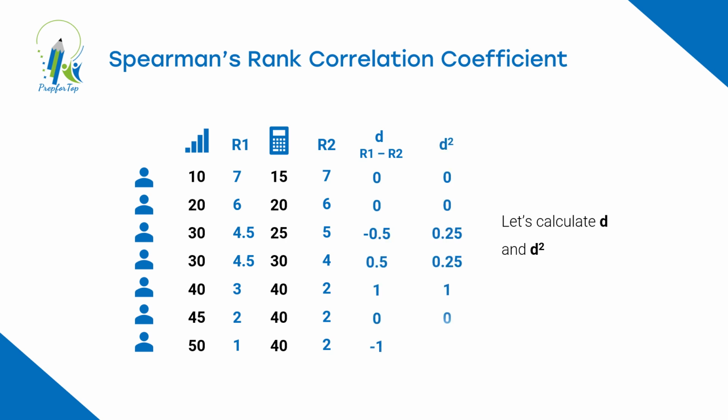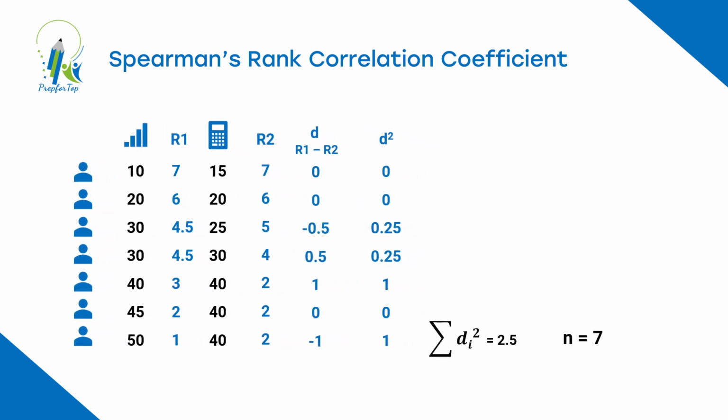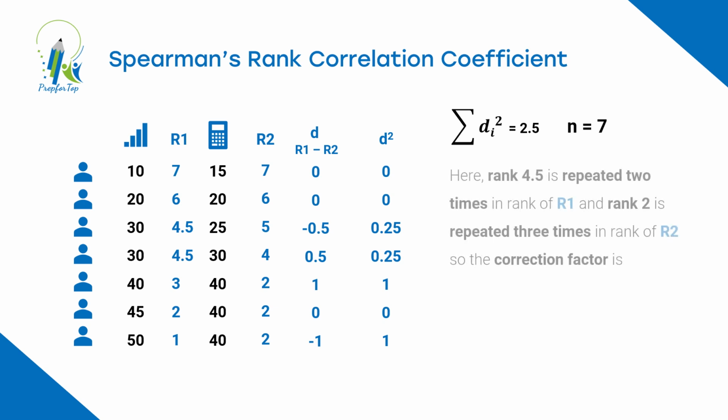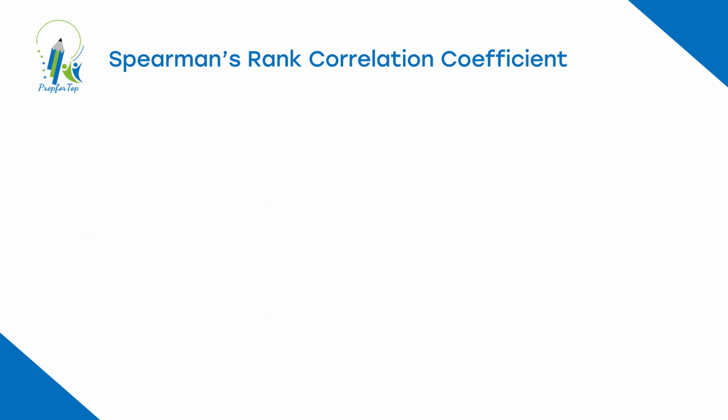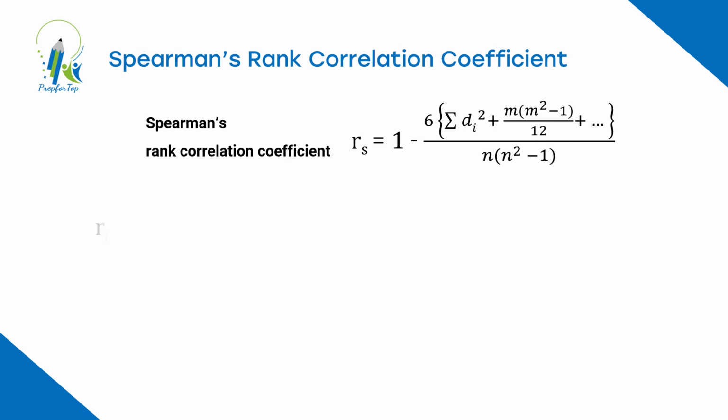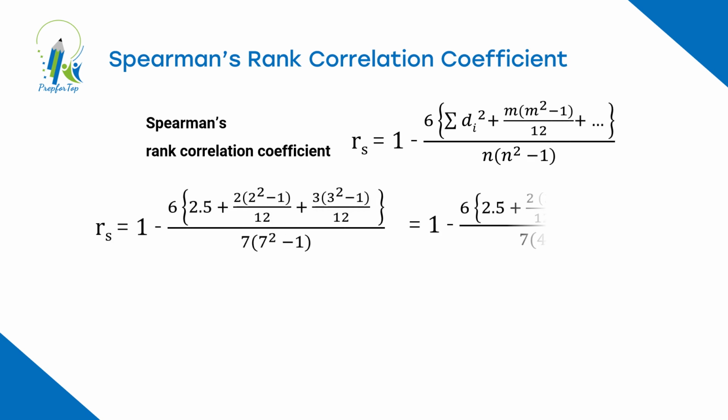Let's calculate d and d squared. Sum d squared equals 2.5 and n equals 7. Here, rank 4.5 is repeated 2 times in rank R1, and rank 2 is repeated 3 times in rank R2. So the correction factor is 2(2²-1)/12 plus 3(3²-1)/12. If we put everything in, we get a rank correlation coefficient of 0.91.